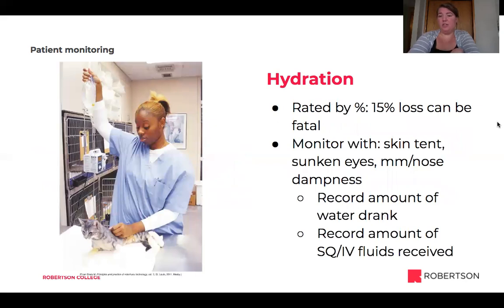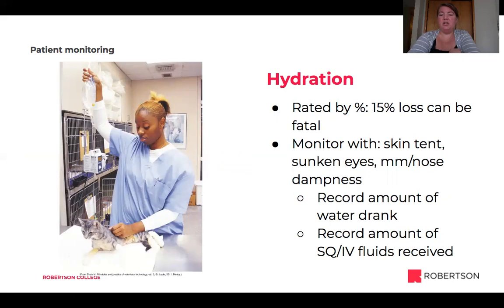We also want to make sure we're checking in on their hydration status as well. So we want to record how much water has been drunk by the pet. So again, we're going to measure how much water we put into the bowl, and we can measure how much is left. And we would want to record if they've received any sub-Q or IV fluids. We want to record how much fluid they received as well in the file.